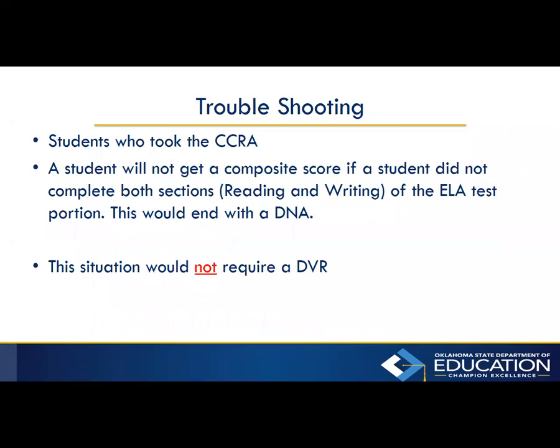And some other little things that we've run across in the previous years of doing these. So a student who took the CCRA, a student will not get a composite score if a student did not complete both sections of the ELA test portion, so the reading and writing. This would end up as a DNA, a did not attempt, and this situation would not require a DVR.